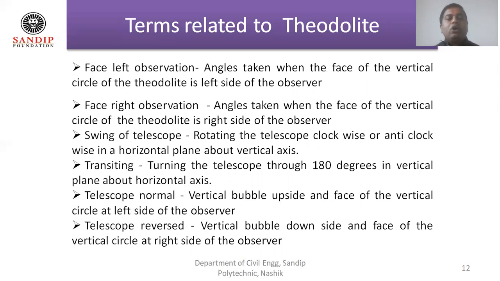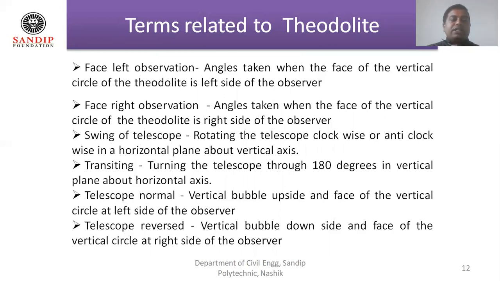Next, swing of telescope. What do you mean by swing of telescope? Rotating the telescope clockwise or anti-clockwise in the horizontal plane about the vertical axis. See, this is the vertical axis and we have to rotate the telescope about this axis in the horizontal plane. That is called swinging.